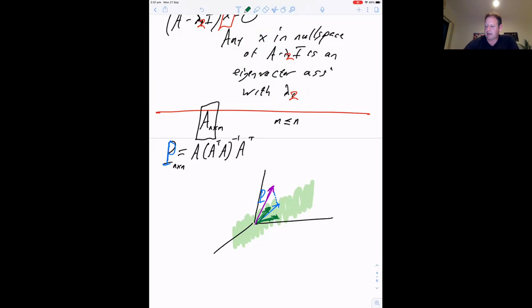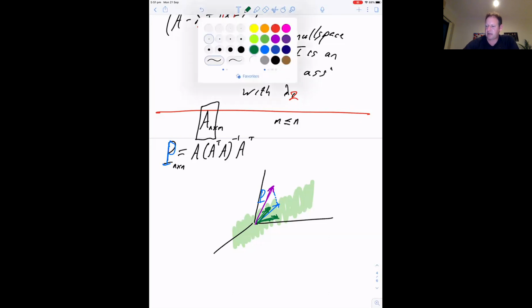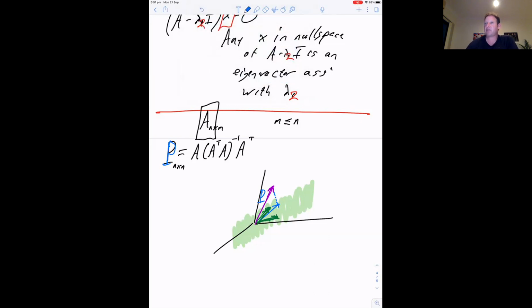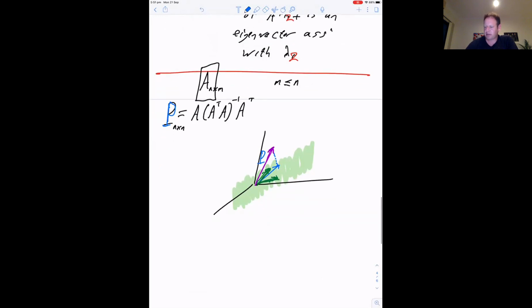Just to see this, I'm just going to write. Sorry, I'll start the break with a minute or two delay. If I take this projection matrix and apply it to A, it's just like applying it to the columns of A: the first column of A, second column of A, third column of A, up to the nth column of A. What I'm going to get is again A.